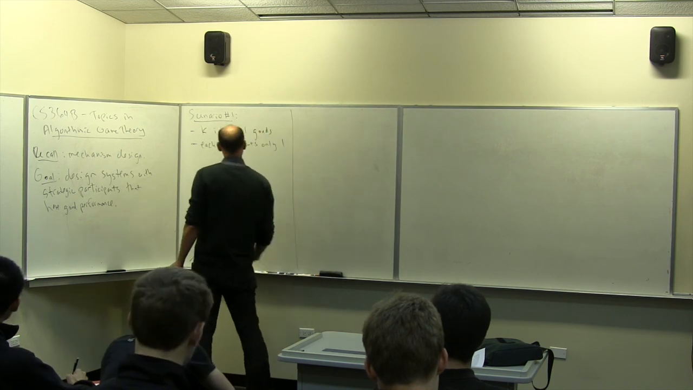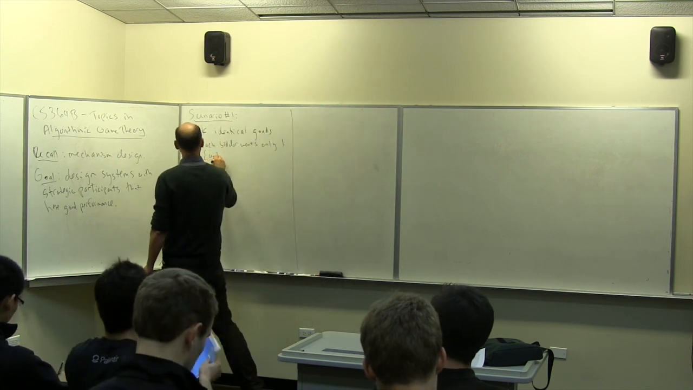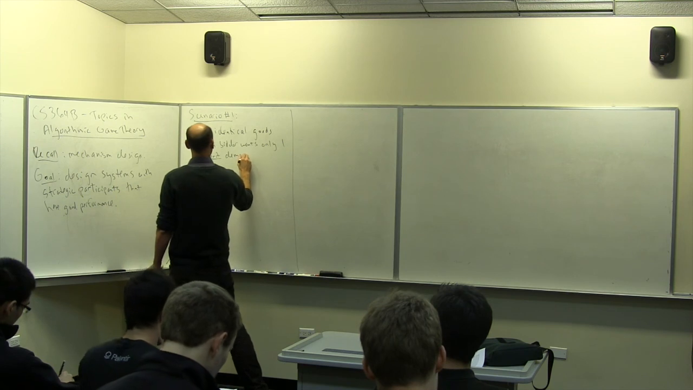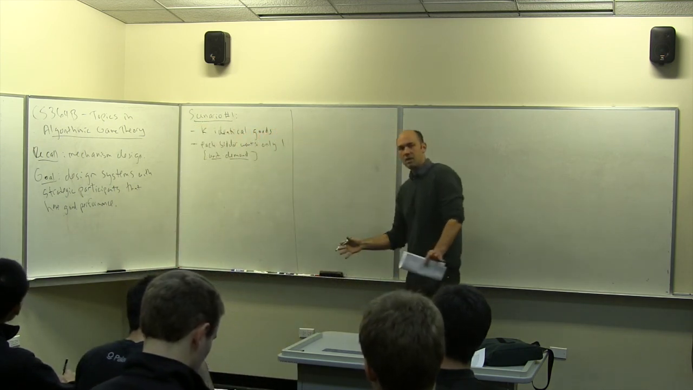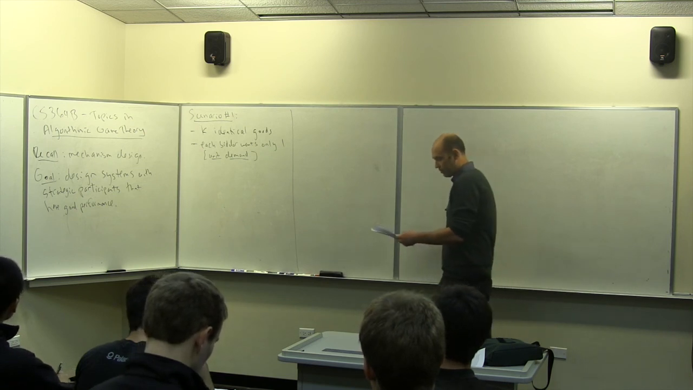And it's important you know the terminology for this. This is called unit demand. Okay? So a bidder has unit demand preferences if they really only want one of the goods that's available for sale.